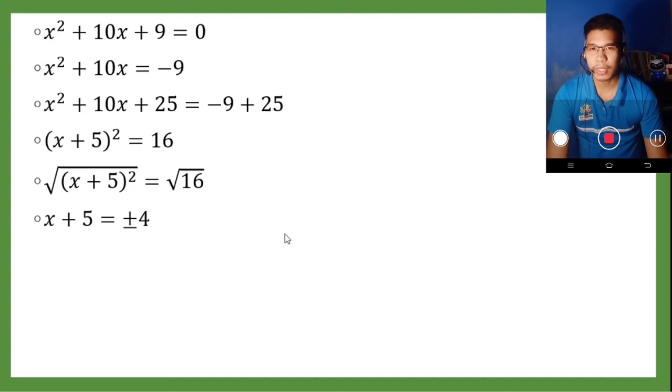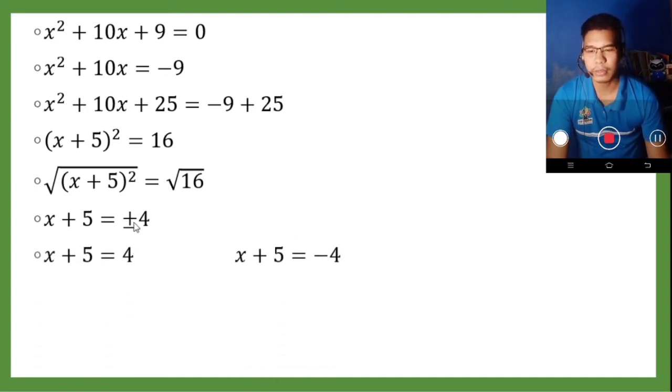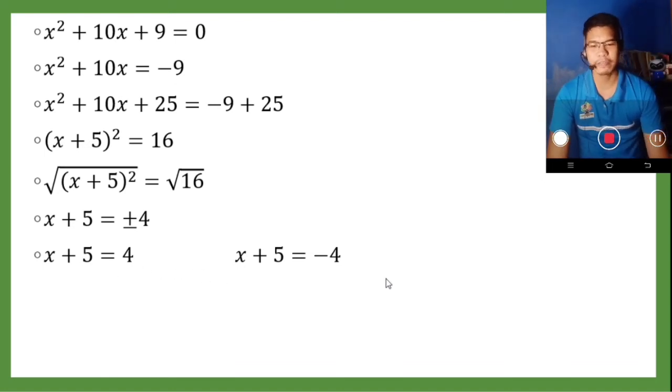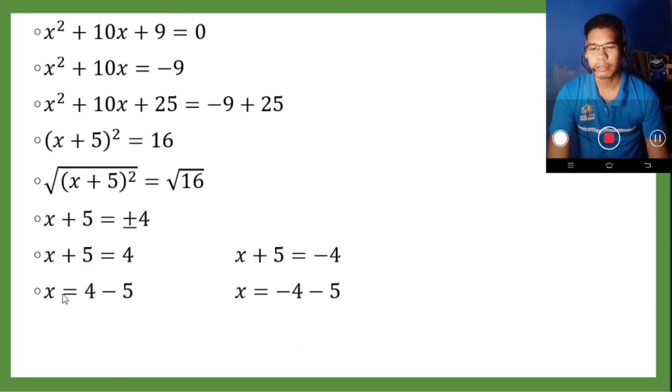And then we can create two different linear equations. That is the first one using the positive 4 and then the other one using negative 4. So that is x plus 5 equal to 4 and x plus 5 equal to negative 4. Next is to transfer positive 5 to the other side of the equation. So that will become x equal to 4 minus 5, and then the other one we have x equal to negative 4 minus 5. So that's the difference.